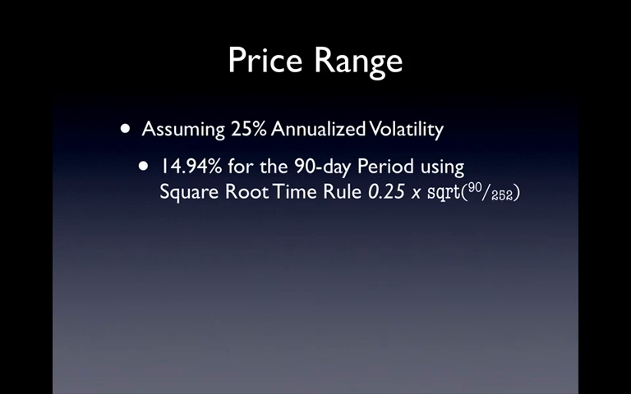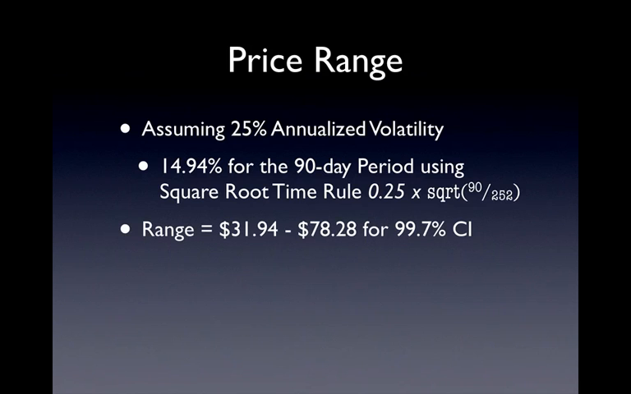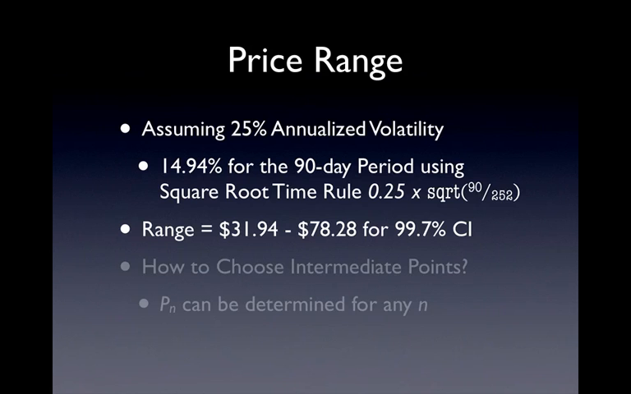For the long call example, let's assume a 25% annualized volatility. The first step we need to take is to scale the volatility to the 90-day period to expiration. This is accomplished by applying the square root of time rule and results in a 14.94% volatility. For the 99.7 confidence interval, the price at -3 standard deviations is $31.94, and the price at +3 standard deviations is $78.28.